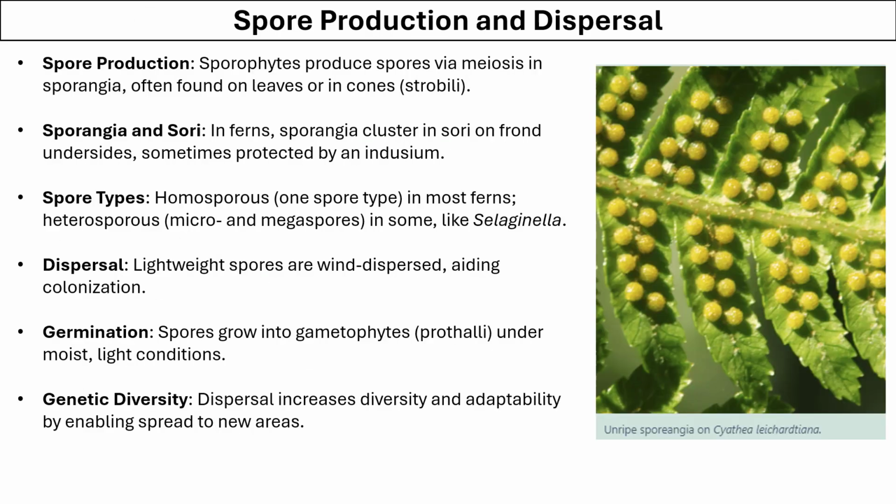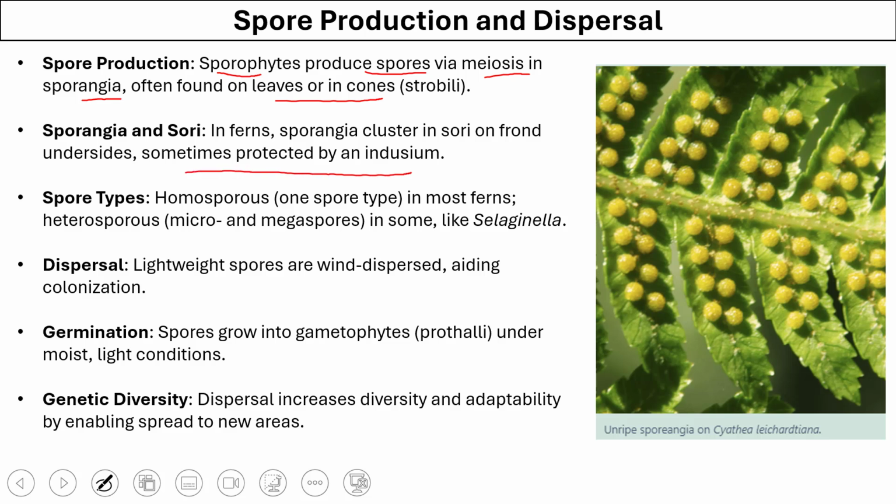Now let's look at some key features of spore production and dispersal. The sporophytes produce spores through the process of meiosis. So sporophytes are diploid and spores are haploid. The spores are produced in structures called sporangia, which are present on the underside of the frond or leaves. The sporangia are sometimes protected by indusium.